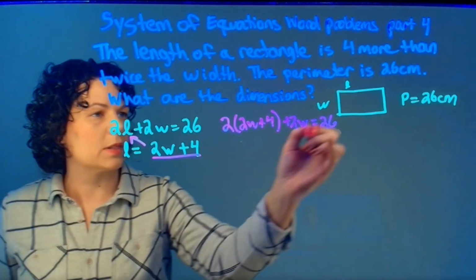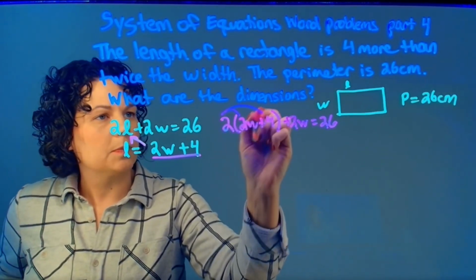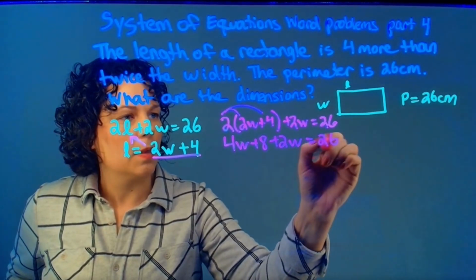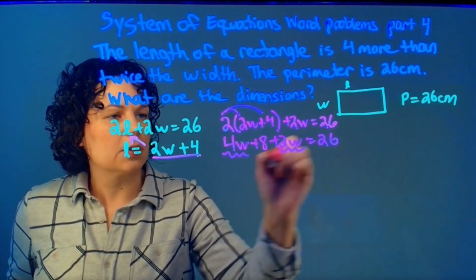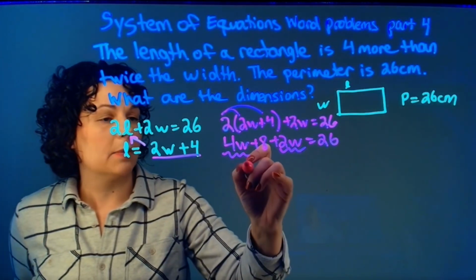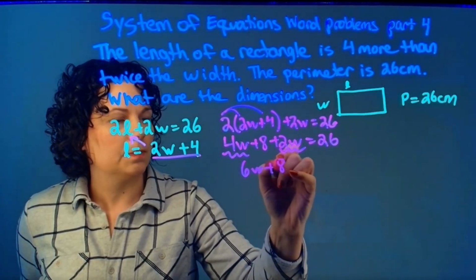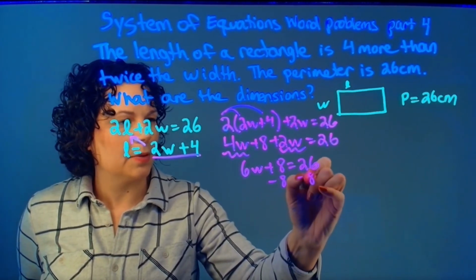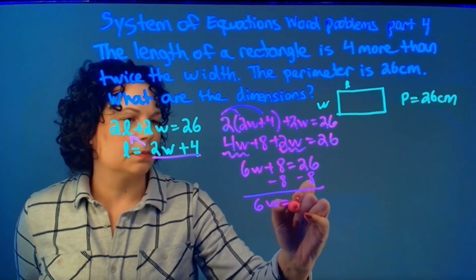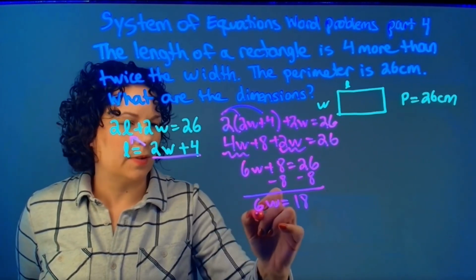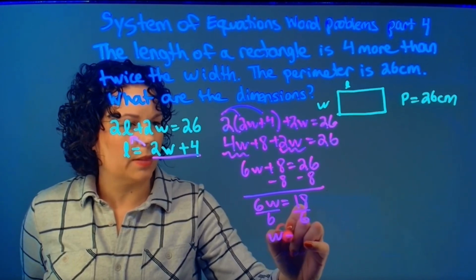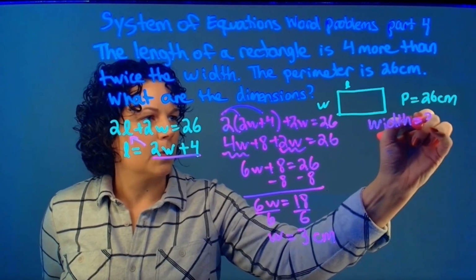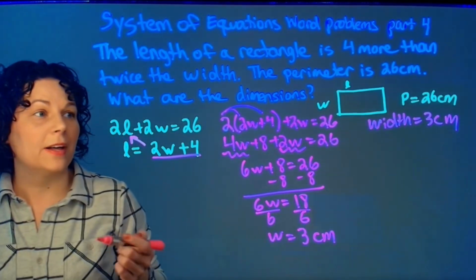So let's solve that and we'll get the width. So we distribute: 4W plus 8 plus 2W. Combine like terms. Those are my W's. They both have a W, so combine them. That gives me 6W. Then we're going to subtract 8 from both sides, and divide by 6. And we get the width equals 3 centimeters. So width, 3 centimeters.